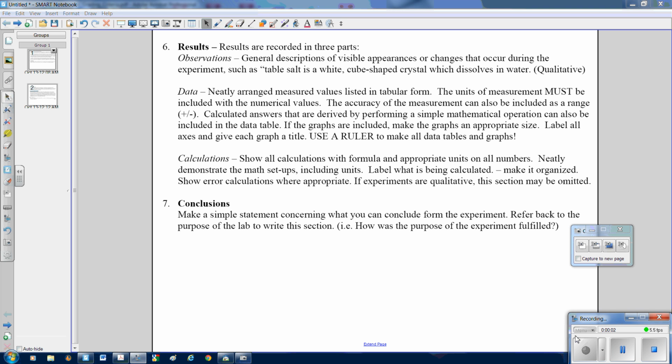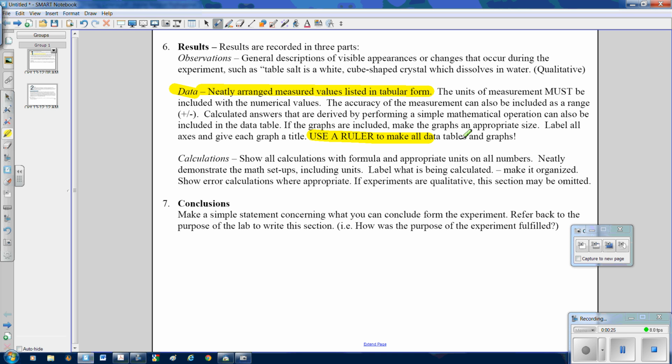I'm going to cover the key things you need to have in your lab notebook come Monday. Up to this point, you've had your objectives, your modified procedure, and your data table that you put in during the lab. Keep in mind the data table needs to be neatly arranged in tabular form. You either copied the data table from the lab sheet or taped it in.